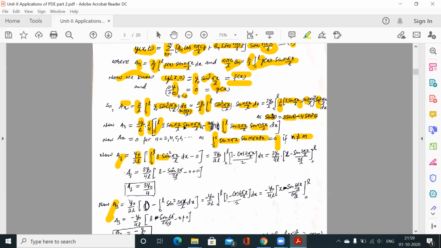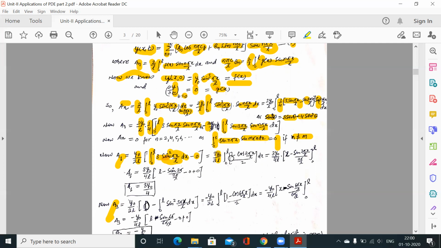So sine pi x by l into sine pi x by l. So sine square pi x by l minus 0, because we are substituting 1. So this is 3 pi x by l and sine pi x by l. These are different angles, so the integration would be 0. So this 3 will come out. So 3y0 by 2l. Now this is sine square.